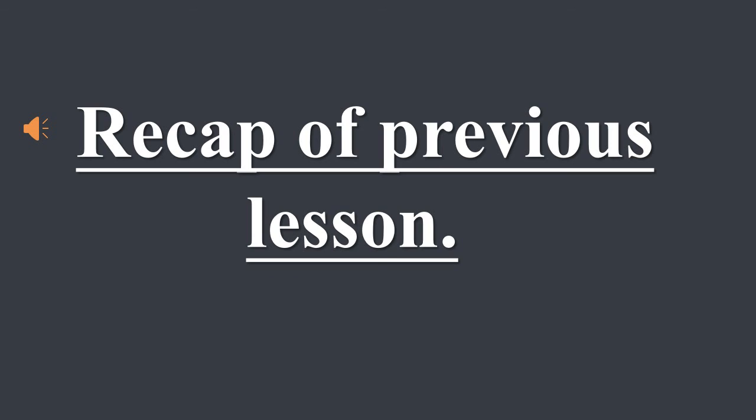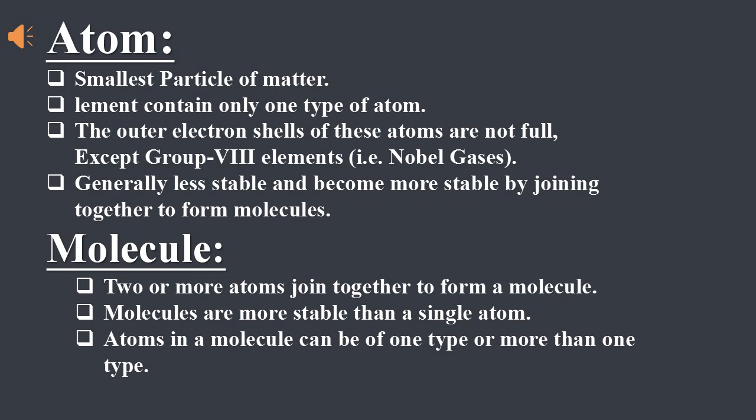A fast recap of the previous lecture. Dear students, in the previous lecture, we have discussed the concept of atom, molecule and chemical formula. Atom is the smallest particle of matter, and a single element contains only one type of atom. The outer electron shells of these atoms are not full, except for group 8 elements, that is noble gases.